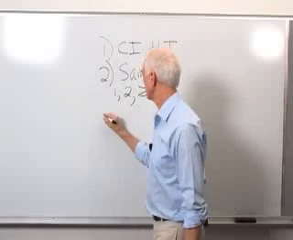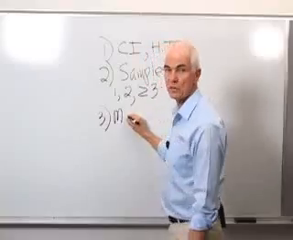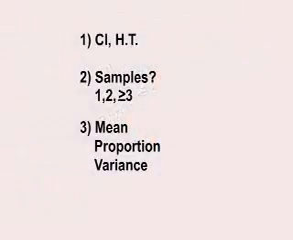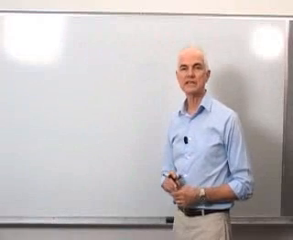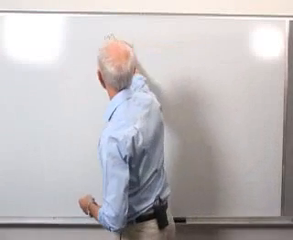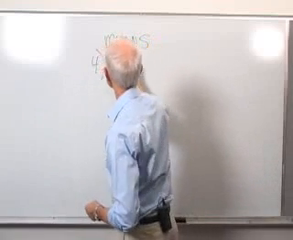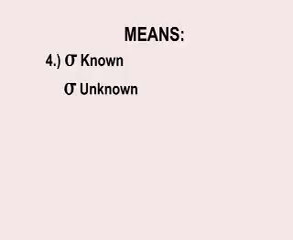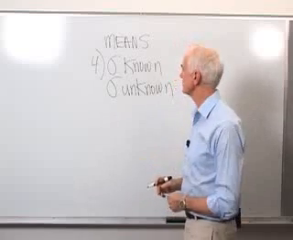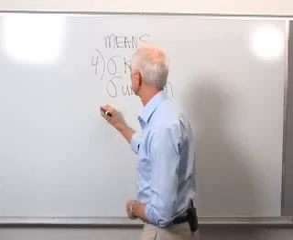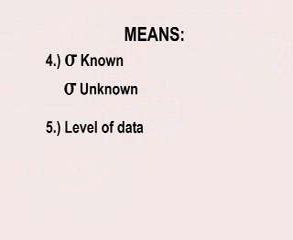And another critical question that we ask ourselves in constructing this tree is, are we estimating or testing a mean, a proportion, or a variance. And if we are estimating means or conducting hypothesis tests about means, then we need to ask two more questions. The first question is sigma known, which usually results in a z statistic, or is sigma unknown, in which case we use the sample standard deviation and we probably will be doing a t statistic. And the other question, if we're estimating means or testing means, is what level of data do we have?